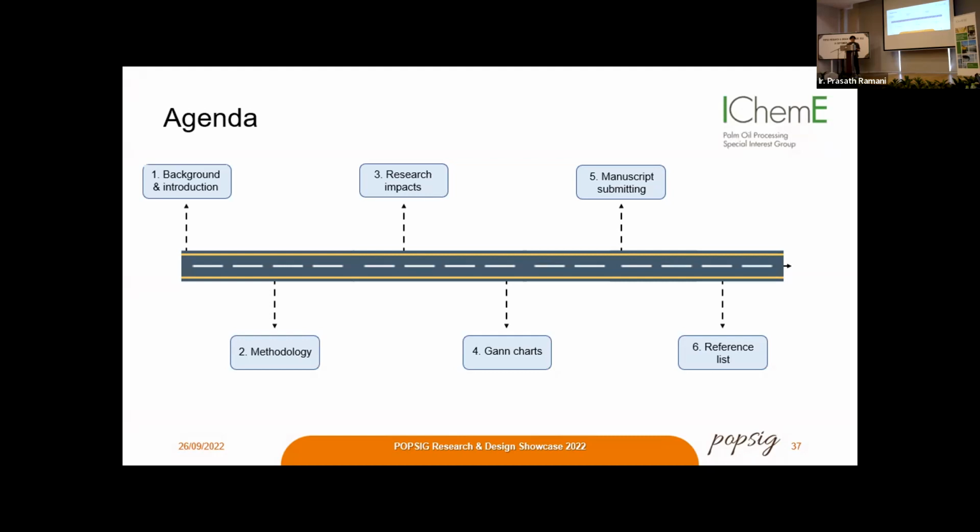I'll start off with some of the background and introduction for this research proposal, and then the methodology, and then the research impacts that we wish to achieve after we implement the project. And then lastly, the Gantt charts and also our plans to submit our manuscript to the selected journal.